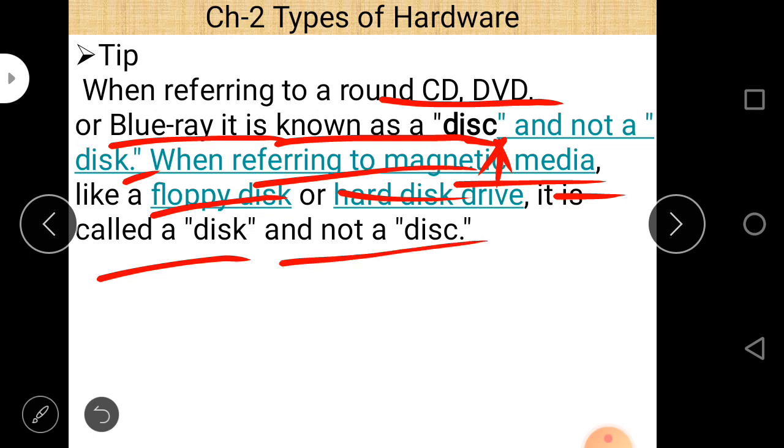So for magnetic media, the word disk with a K is used, and for optical media, a round CD, DVD, or Blu-ray, disc with a C is used. This is the basic difference, the concept related to magnetic media and optical media. So these are the topics, and I hope you like all of them.